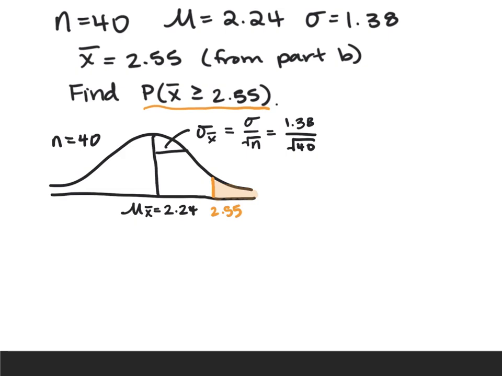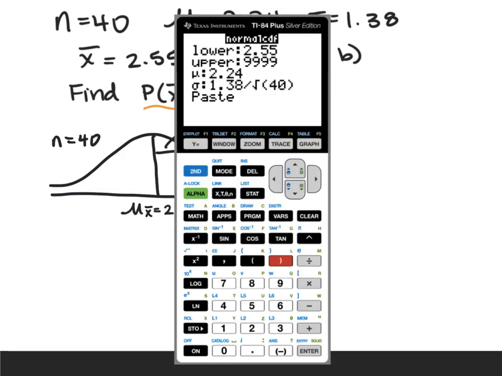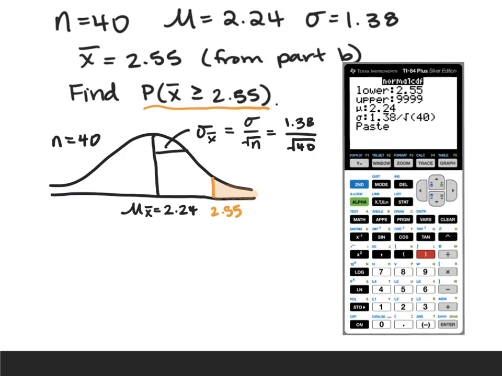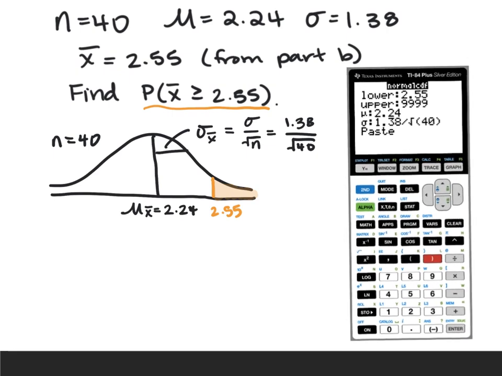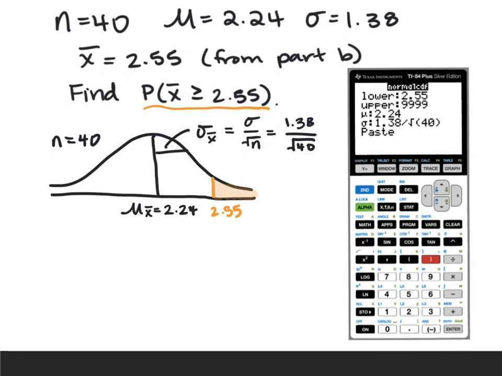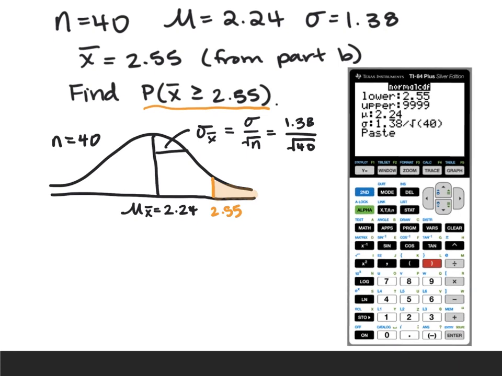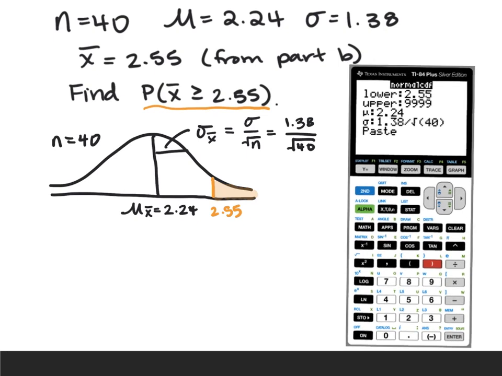So let me go grab my calculator screenshot. All right, and here we go. I'll just slide that in right there. Just like we've been doing in the last example, I'm going to enter my lower, which in this case is still the left-hand endpoint, the value of 2.55. My upper, since I'm going above, is 9999.